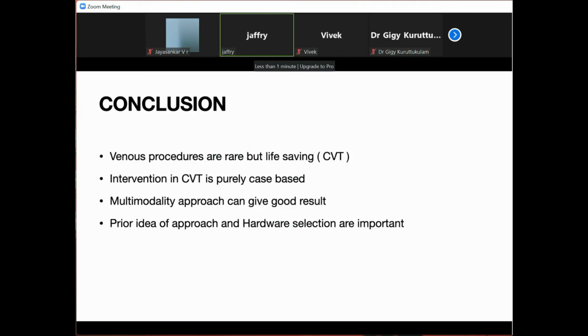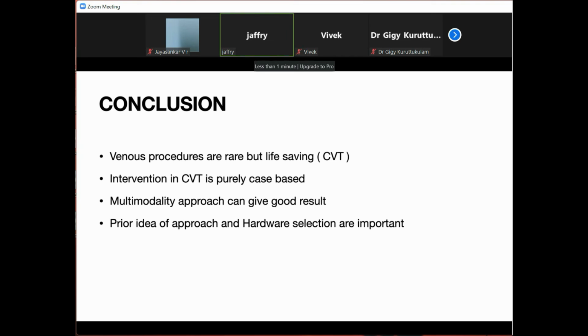So these are the techniques for the endovascular approaches for cortical venous thrombosis, cerebral venous thrombosis. The venous procedures are rare, but life-saving, especially when we consider it for CVT patients. Patient selection is very much important, and it is purely case-based.